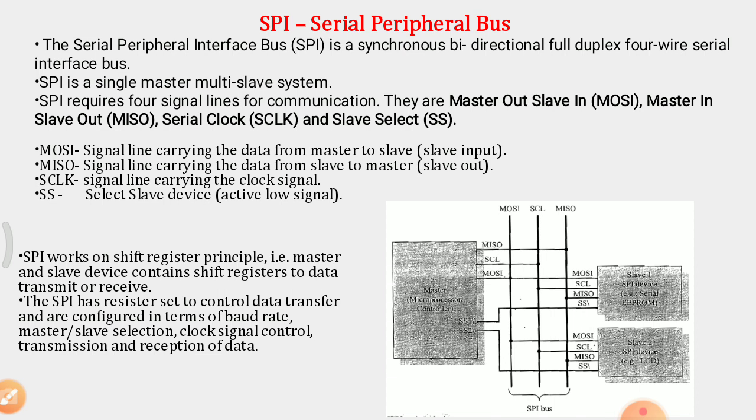So whatever data is being sent or received is going to be loaded into a shift register. The SPI also has a register set to control data transfer, configured in terms of baud rate, master or slave selection, control signal, clock signal control, and transmission and reception of data. So all these configurations are stored in a register set. Here we can see it in the figure.